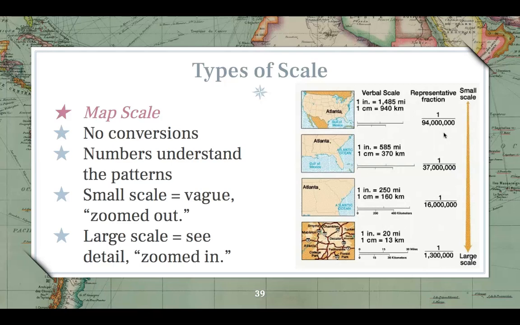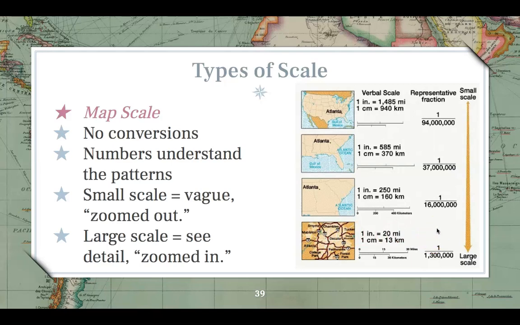So if you look at this map, okay, here's a map of the United States. The representative fraction is 1 over 94 million. Okay, and then as you go further down, right here, we're focused on just the southeast. We have 1 over 37 million. Then we're focused on the states of South Carolina, Georgia, and part of Alabama, and we get 1 over 16 million. And then finally, we've zoomed all the way into the city of Atlanta, and you get 1 over 1.3 million.